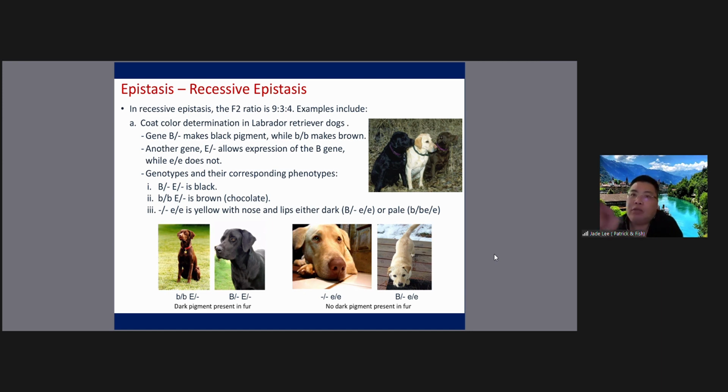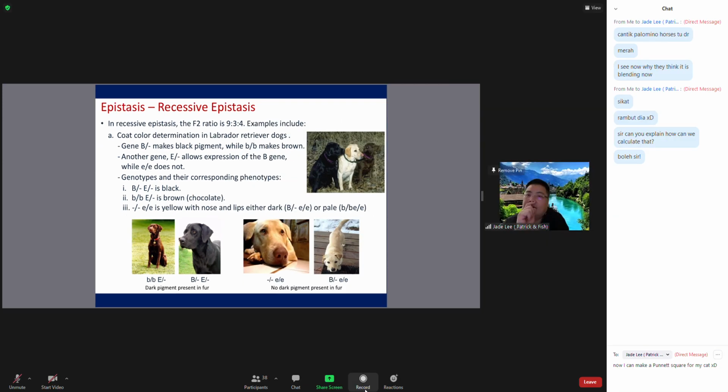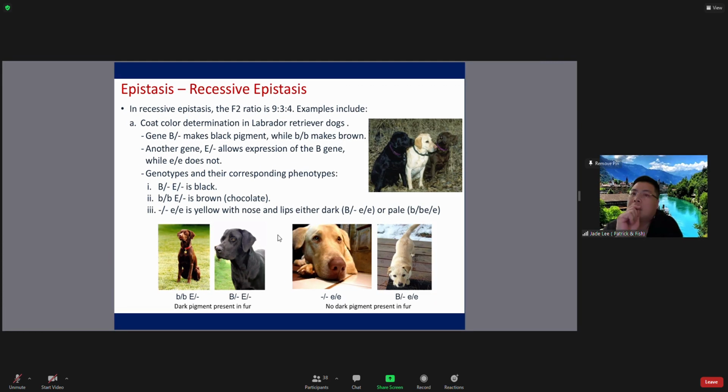Yang kamu nampak ada satu dash tu tak? Like E/dash tak? Ada tak? Yes. You tahu apa itu dash tu maksud? Maksud only the B gene is responsible for the black pigment, is it? Okay. Boleh senang saja sebenarnya benda ni. Asalkan you get the two.